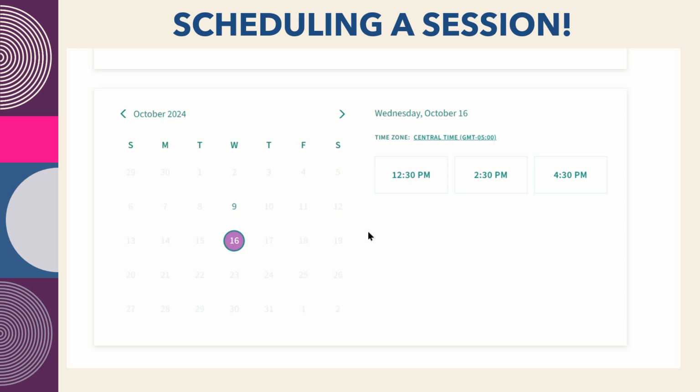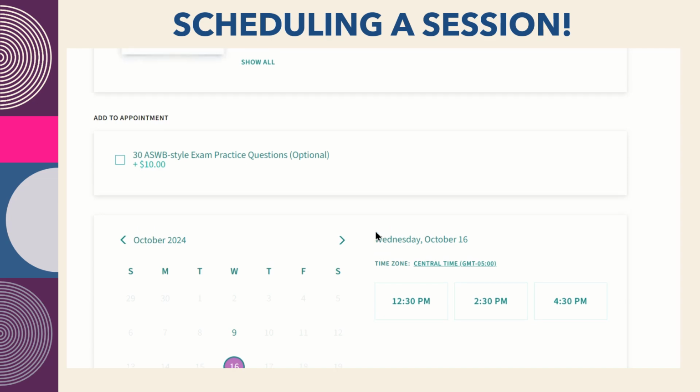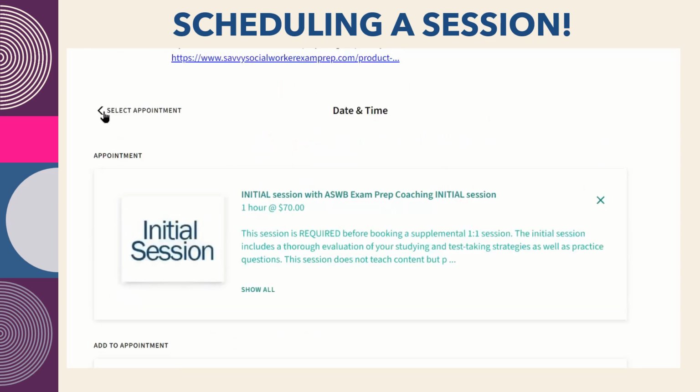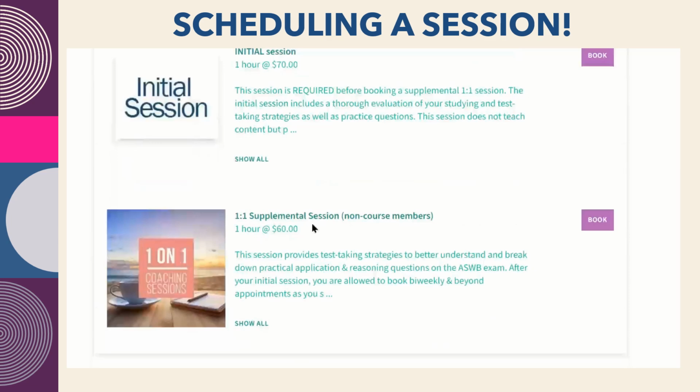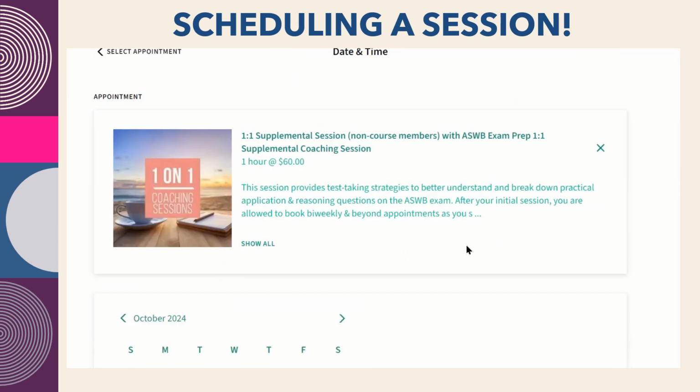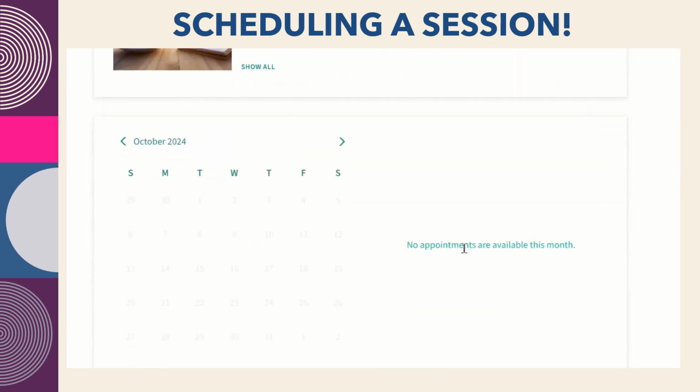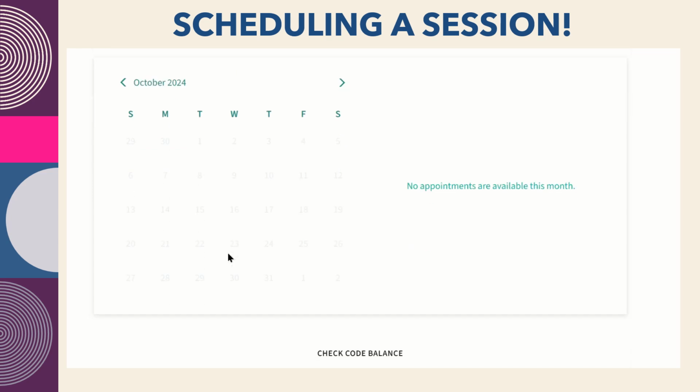Now, I am going to take you back just a second to show you the difference if you were looking to book a supplemental session. As you can see, there is nothing available for the next 15 days. So that means that people have already booked the supplemental sessions that I've had available for the next 15 days.